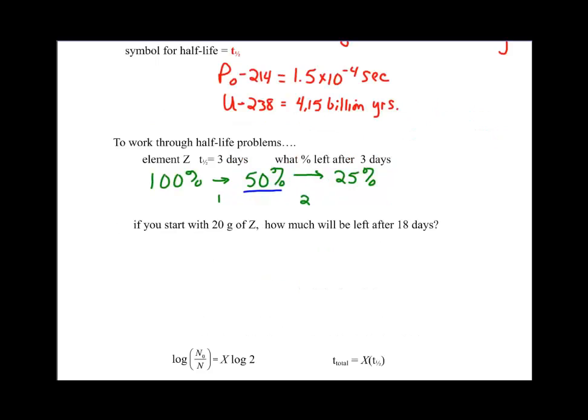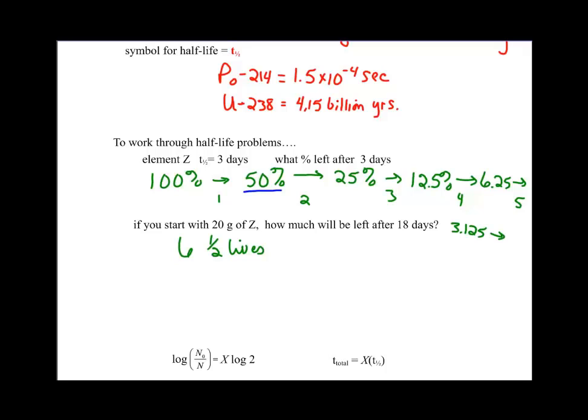Another way to take a look at this problem would be, I start with a mass, this time, of element Z, and I want to find out how much will be left after 18 days. 18 days is 6 half-lives, so if I want to do the counting down half-lives process, after one half-life, 50% is left. After 2 half-lives, 25% is left. After 3 half-lives, 12.5% is left. 4 half-lives, 6.25%. After 5 half-lives, 3.125% is left.